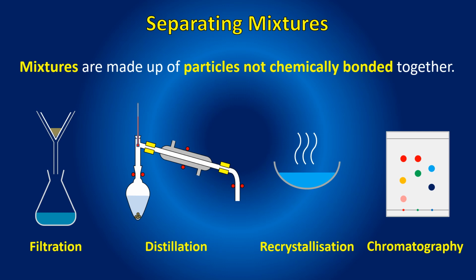And now we move on to separation techniques, or separating mixtures. As soon as you hear the word mixtures, you can think about separating them. Mixtures are made of particles that are not chemically bonded together, so we can separate them using physical methods. The four main separation techniques are filtration, distillation, recrystallization and chromatography. It's fairly straightforward and self-explanatory, so we'll do each one in turn.